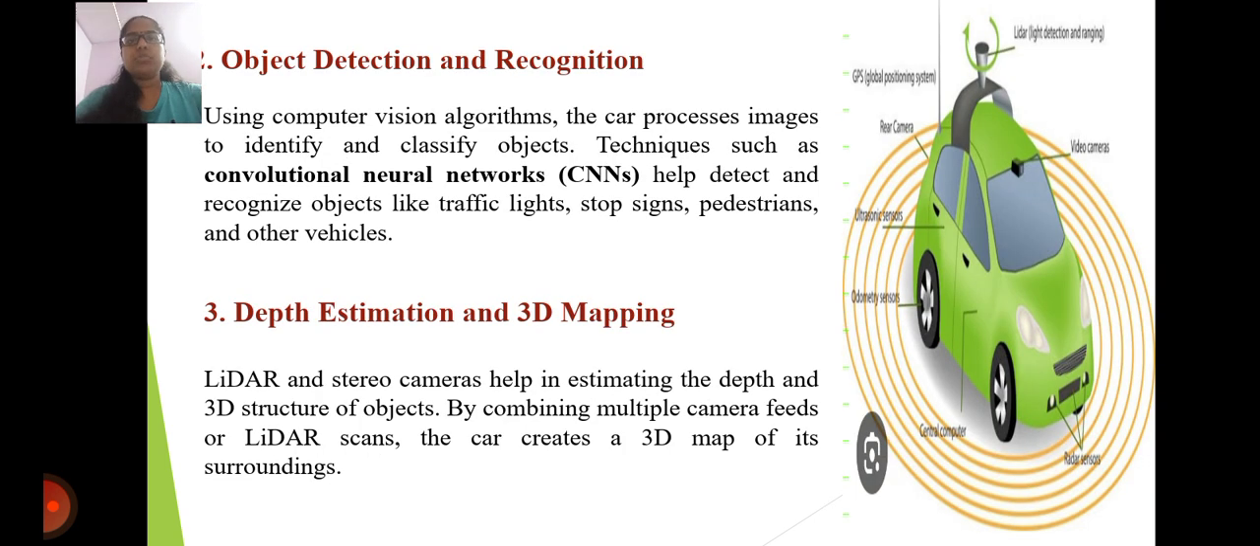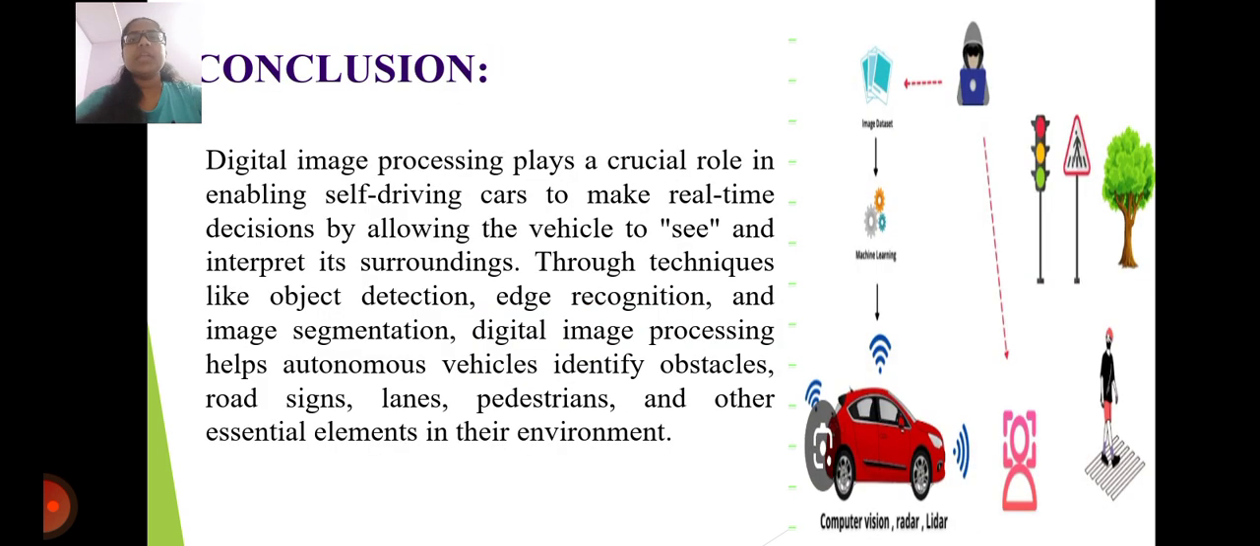So this is the conclusion. Digital image processing plays a critical role in enabling the self-driving car to make real-time decisions by allowing the vehicle to see and interpret its surroundings. Through techniques like object detection, edge recognition, and image segmentation, digital image processing helps the autonomous vehicle identify obstacles, road signs, lanes, pedestrians, and other essential elements in the environment.